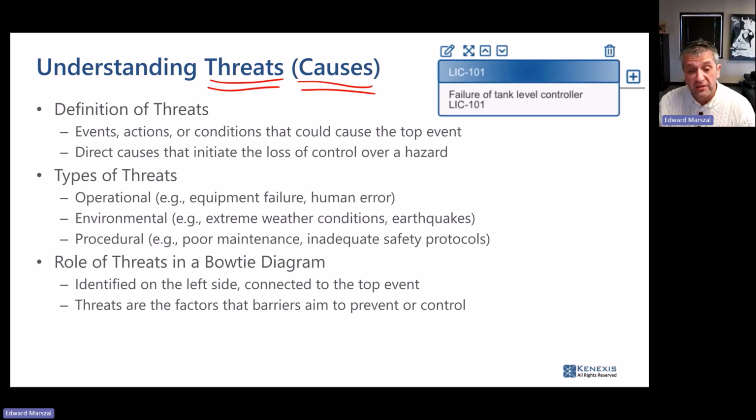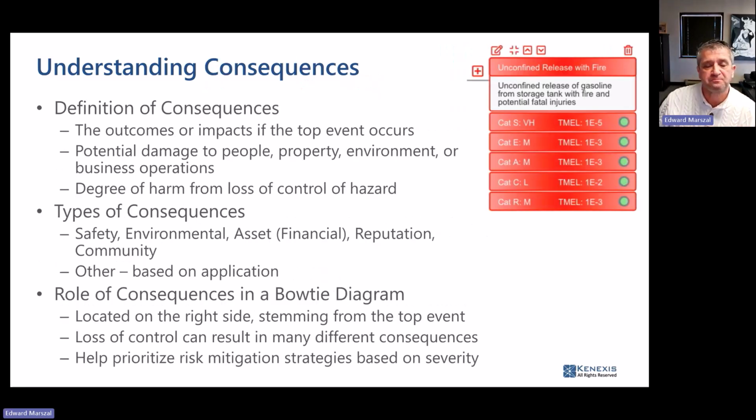What is the role of threats in bow tie diagrams? Well, we're going to put them all on the left-hand side and connect them to the top event. So these are the causes, and we're going to want to then look at the barriers that are going to prevent that cause from resulting in the top event.